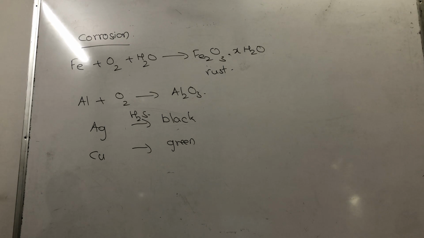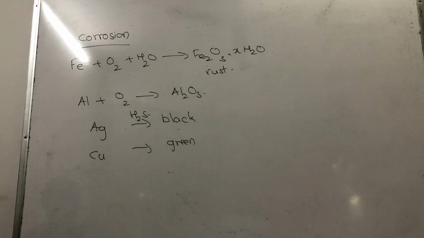We also do a process called galvanization. What is galvanization? In galvanization, we coat the surface of iron substances, those made from iron, with zinc to prevent the corrosion of iron. This process is called galvanization.